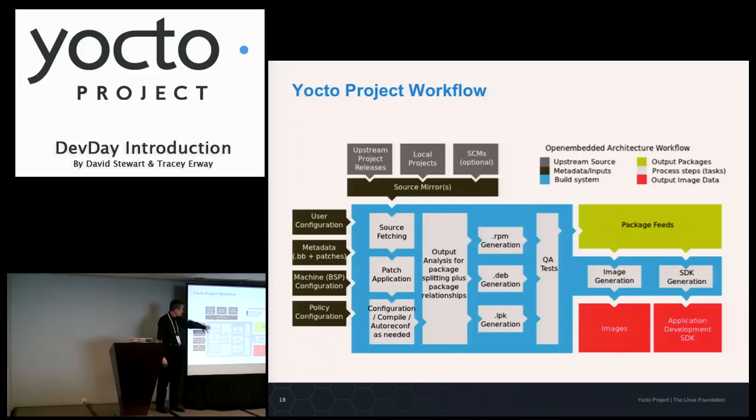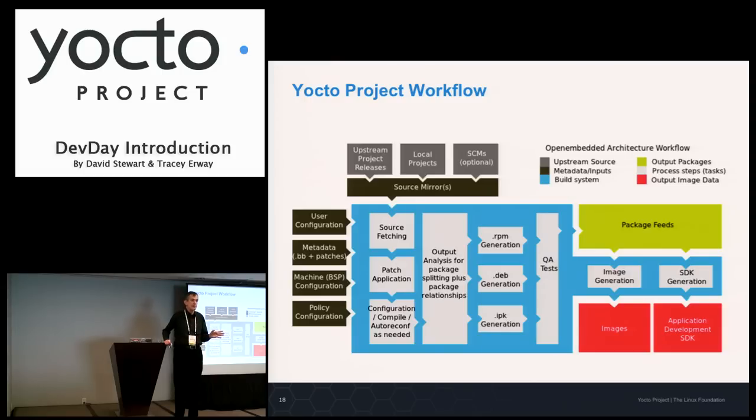So you fetch the sources, apply the patches. If it's an autoconf project, it'll do autoconf. Otherwise, it's doing the compile and installing piece. There's some output analysis for doing packaging, and I always thought it was kind of funny. Every Linux project has its religion about which packaging you use. Is it Deb or is it RPM or whatever? One of the things I love about this is that we don't care. Use either one. We support them both.